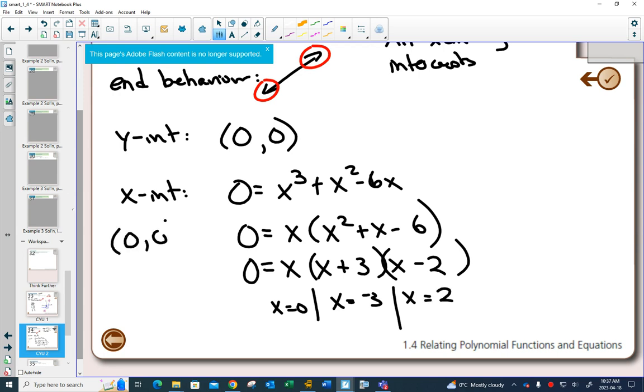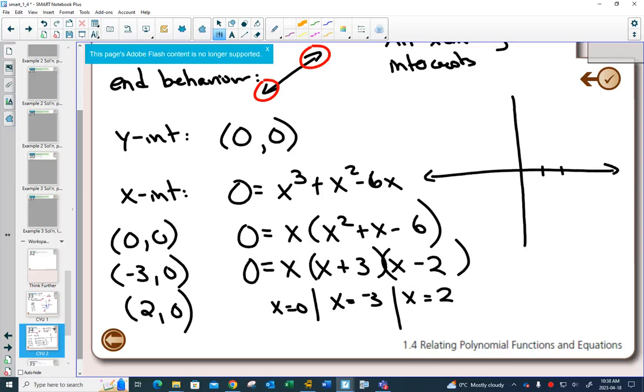We can write them out. Well, 0 is 0, 0. We'd have minus 3, comma 0, and 2, comma 0. So we find our x-intercepts, our y-intercepts, and our end behavior, and look how good of a graph we can draw. Our y-intercept, 0, 0. X-intercepts, negative 3, 0, and 2, 0.